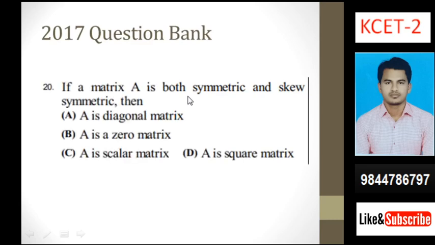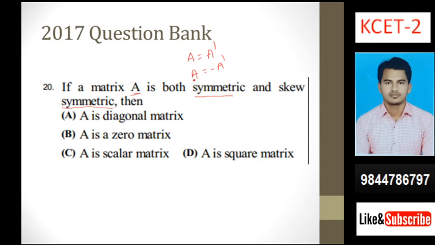Now in the year 2017, one of the important questions: if a matrix A is both symmetric and skew symmetric, then what is A? If A is equal to A dash, it is symmetric; if A is equal to minus A dash, it is skew symmetric.